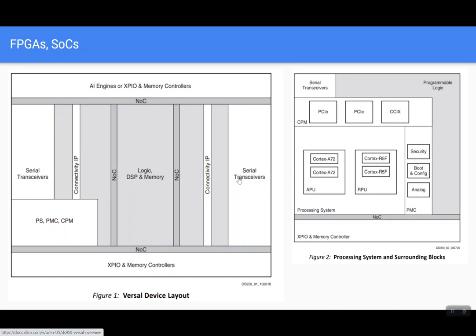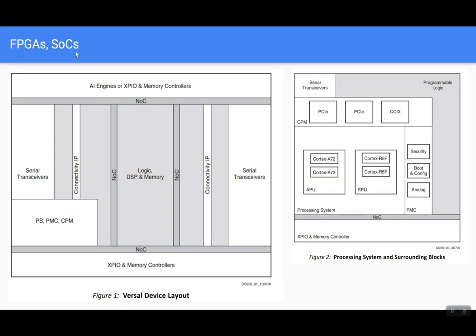So here's when we'll discuss FPGAs. FPGA stands for field programmable gate array, and SoC stands for system on a chip.